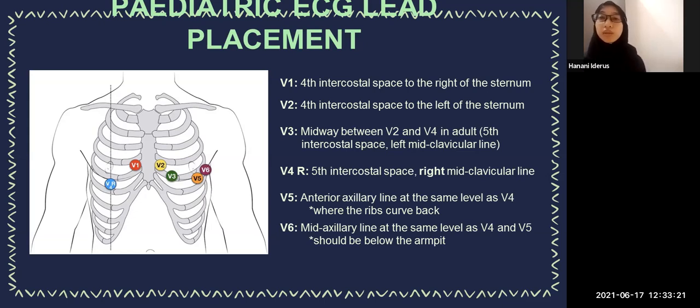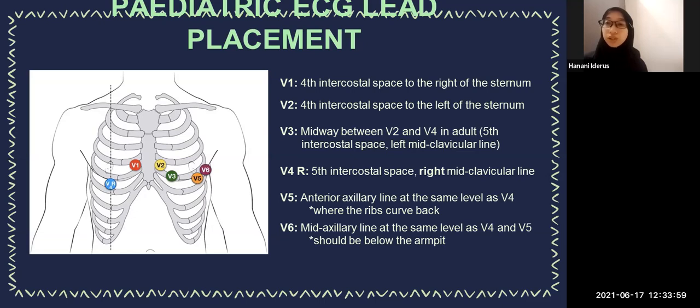We start by palpating the sternal angle. The intercostal space that corresponds to the sternal angle is the second intercostal space. For the right side, we go down to the fourth intercostal space. That is V1, and for the left side, that is V2. Then we locate V4, which is at the fifth intercostal space at the mid-clavicular line. This is the position of V4R, but we don't put it there. We put it at the left side.